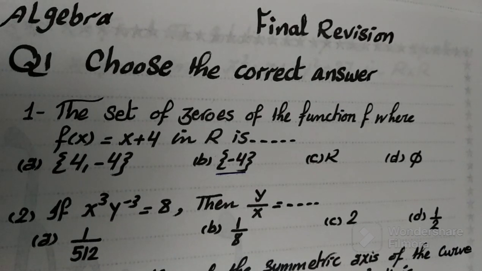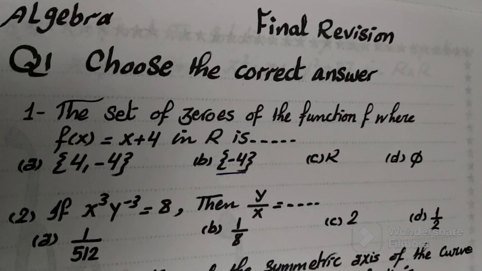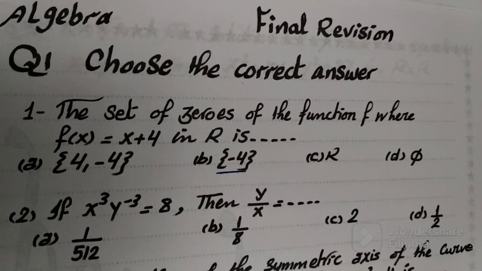Number 2. If x power 3 y power negative 3 equals 8, then y over x equals? Y power negative 3, we must change it to positive power. So y power negative 3 equals 1 over y power 3. Then x power 3 over y power 3. We will take power 3 common: x over y all to the power 3 equals 8.